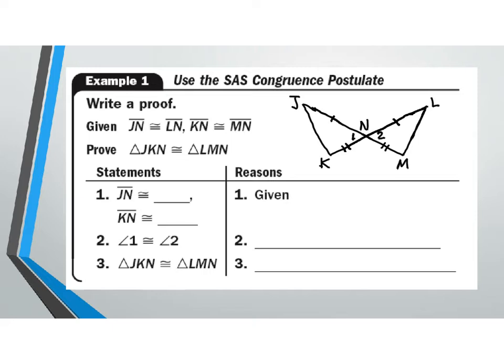So let's fill in the lines here. JN is congruent to LN. And KN, I'm just copying this up here. KN is congruent to MN. We know that because it's given to us. Now angle 1 and angle 2 are congruent. Well, if we look at this picture, we can see that these two angles are vertical angles. So that's why they're congruent, because of the vertical angle congruence theorem.